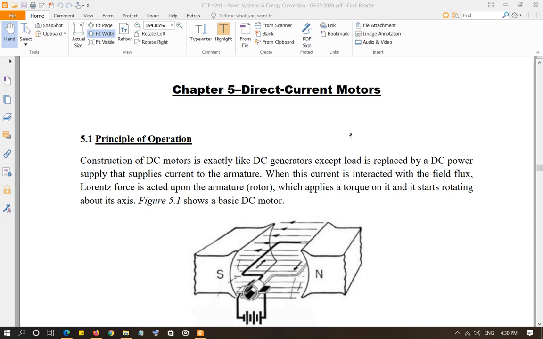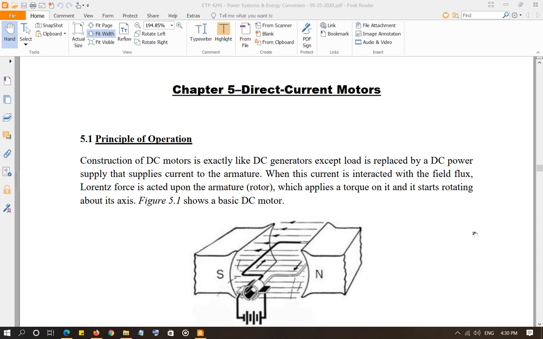Chapter number 5, direct current motors. Let's discuss the principle of operation. We discussed the principle of operation of motors in chapter number 2, where we discussed that motors operate on the basis of Lorentz force.